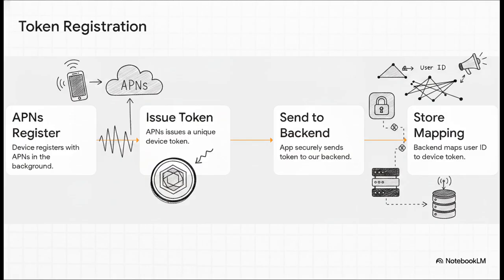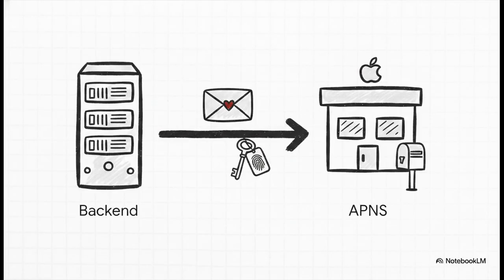Step 3, the iOS app securely sends this token to your backend. And Step 4, your backend stores a mapping between the user ID and this specific device token. This mapping is absolutely crucial because your backend needs to know exactly where to route future alerts when that user's WebSocket connection inevitably drops. So let's look at the moment of action. A message arrives at your backend for a user, but they don't have an active WebSocket connection.